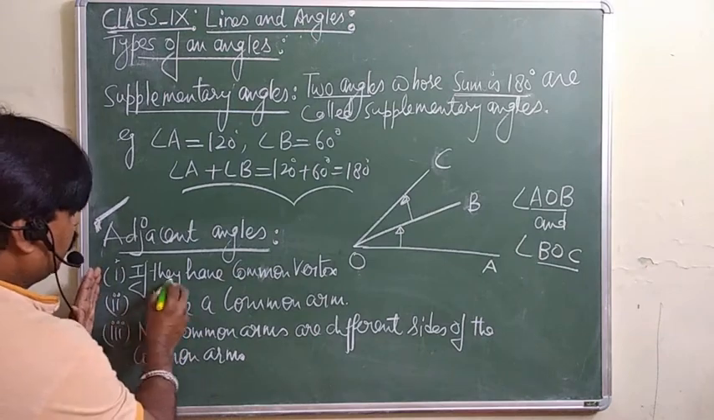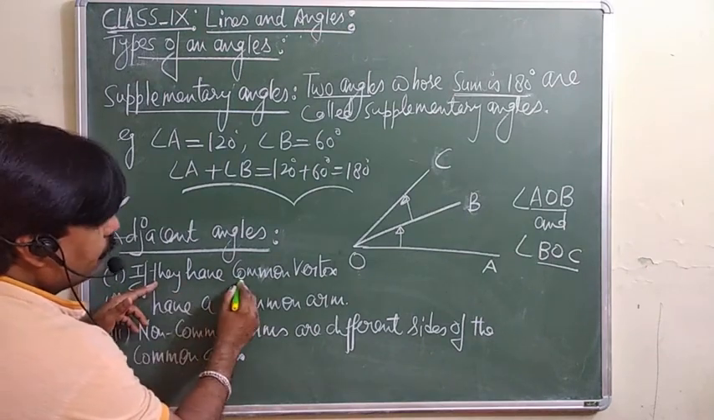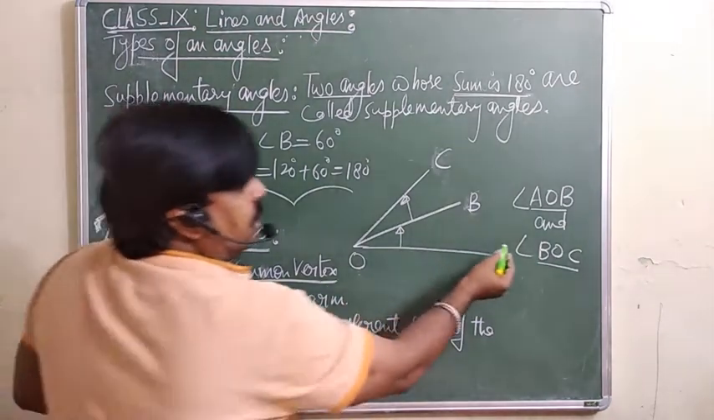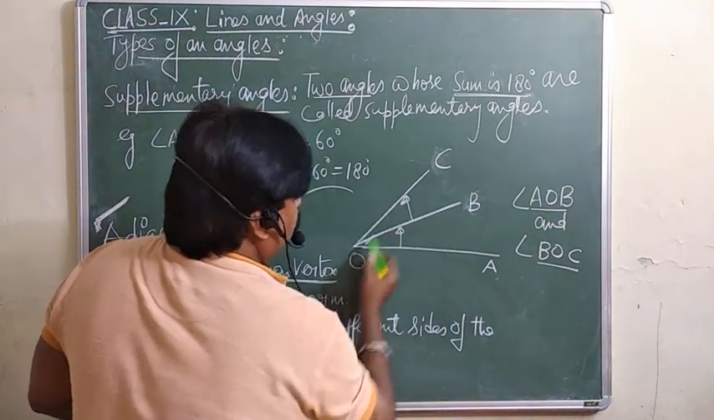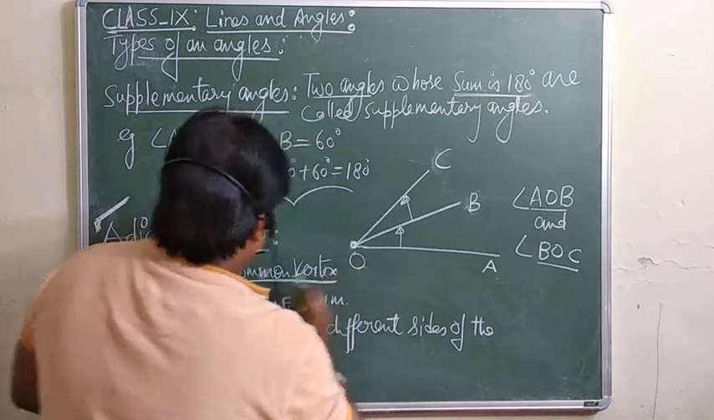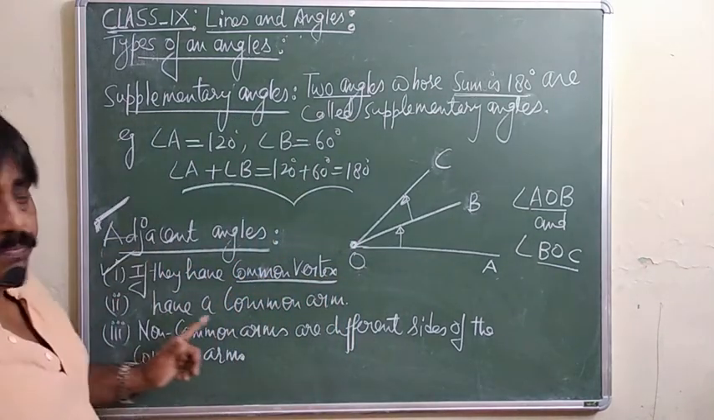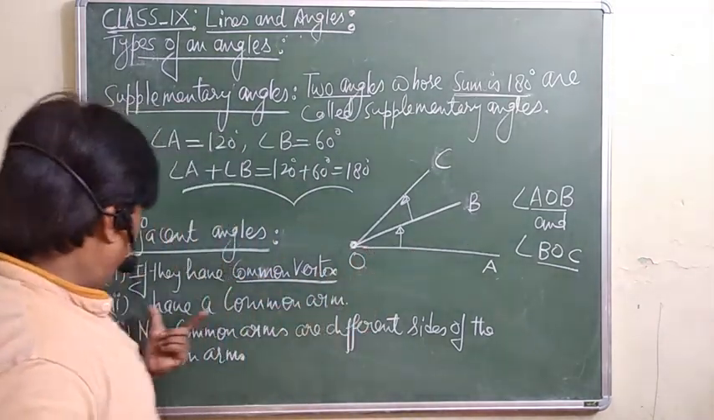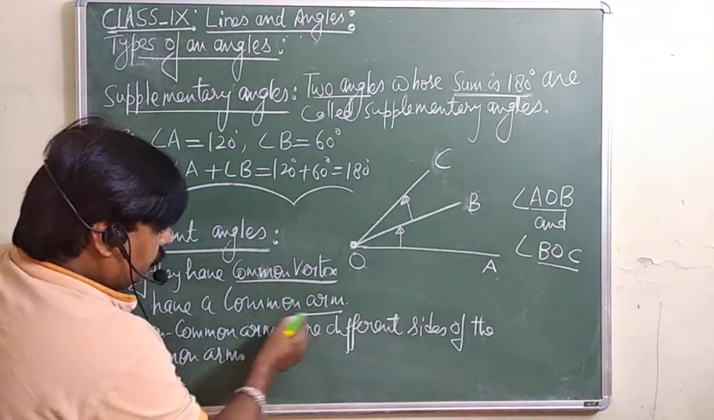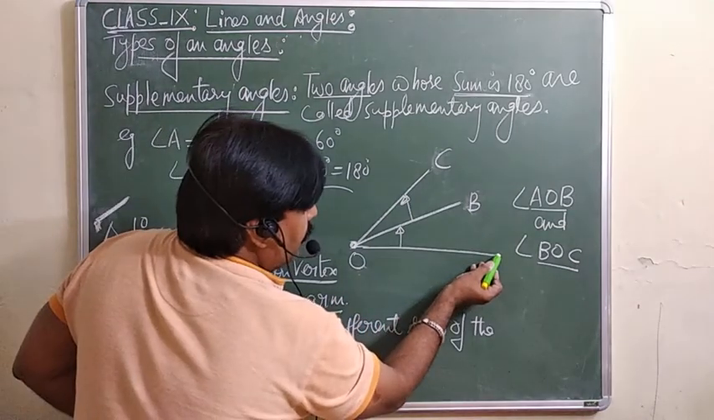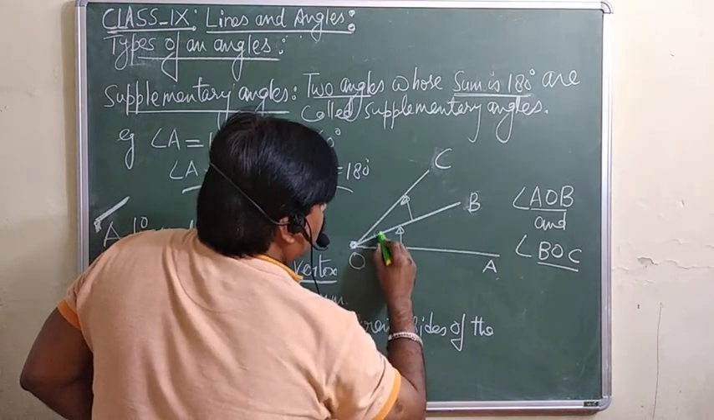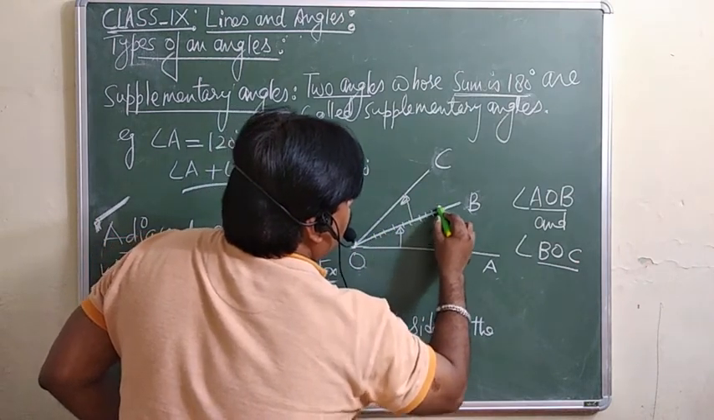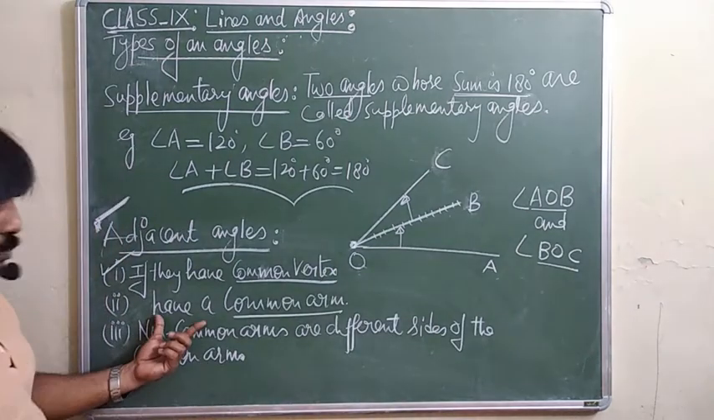The first condition is that they have a common vertex. Both angles, angle AOB and angle BOC, have a common vertex, so the first condition is satisfied. Second, they should have a common arm. In angle AOB and angle BOC, this is your common arm. So the second condition is also satisfied.